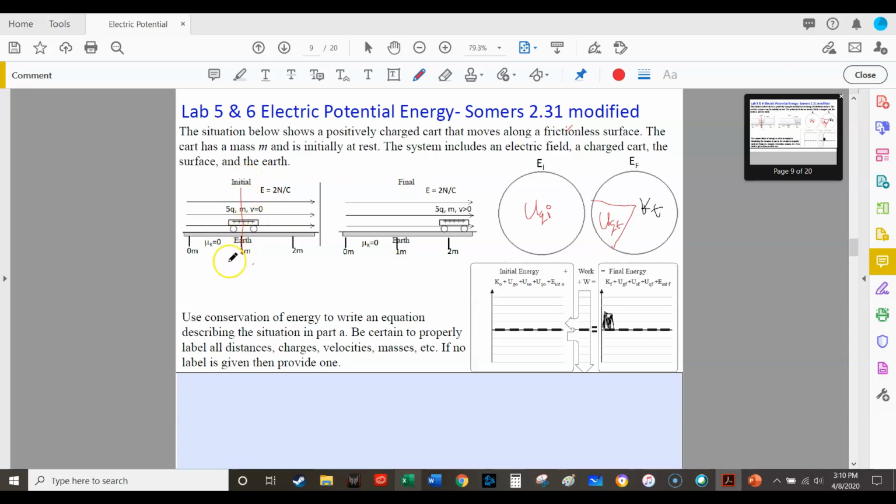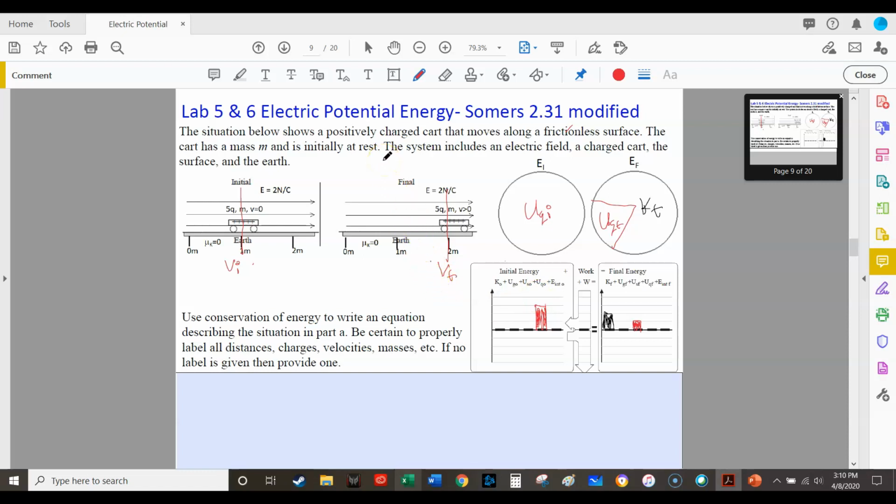So the initial voltage here is greater than the final voltage here. Okay. So the initial voltage is creating a higher potential energy, acting on our 5Q cart, and that initial potential energy due to electricity is being converted to kinetic energy, but it has not all been converted. Okay. So let's go ahead and write our equations, okay?